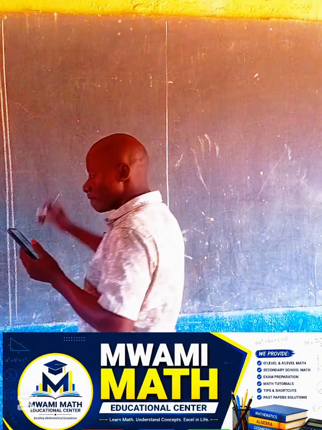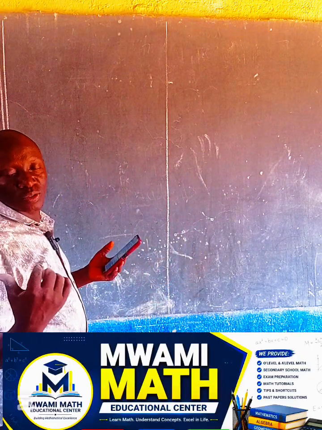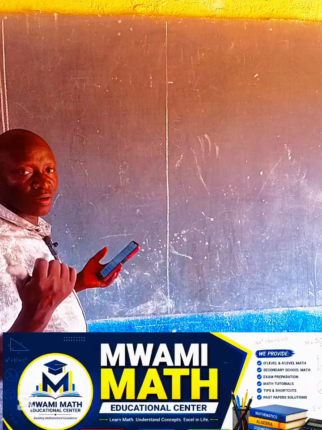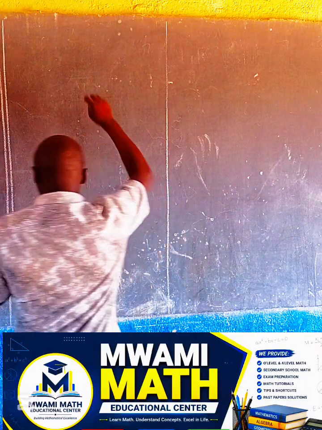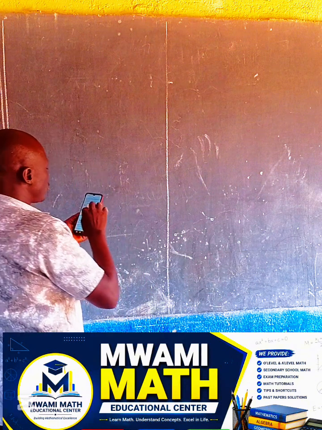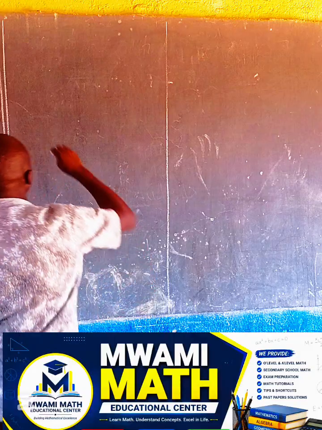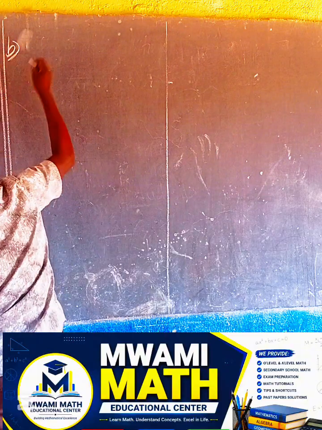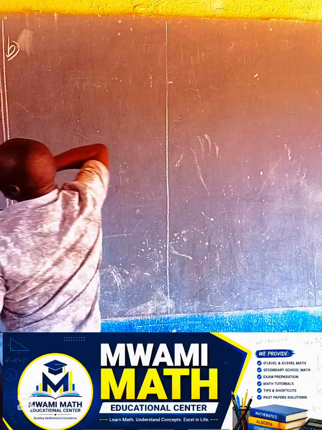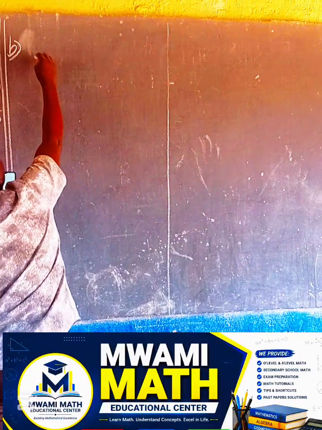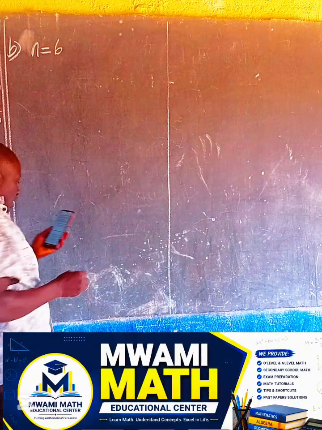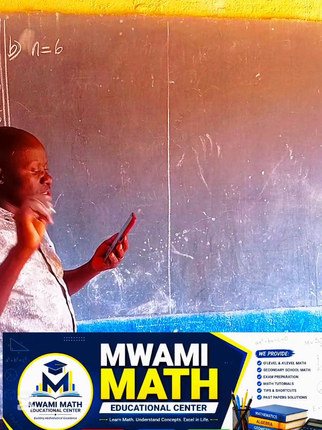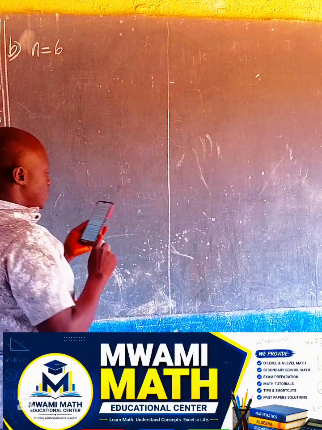Our dear viewers, according to this scenario, which topic is this, still under sequences and series, and particularly we have combination. So we can summarize and say the bakery produces 6 different types of bread. So our n, this is part B, still we are continuing with algebra. So we say our n is equal to 6. So they have said that the bakery produces 6 different types of bread. So our n is 6.